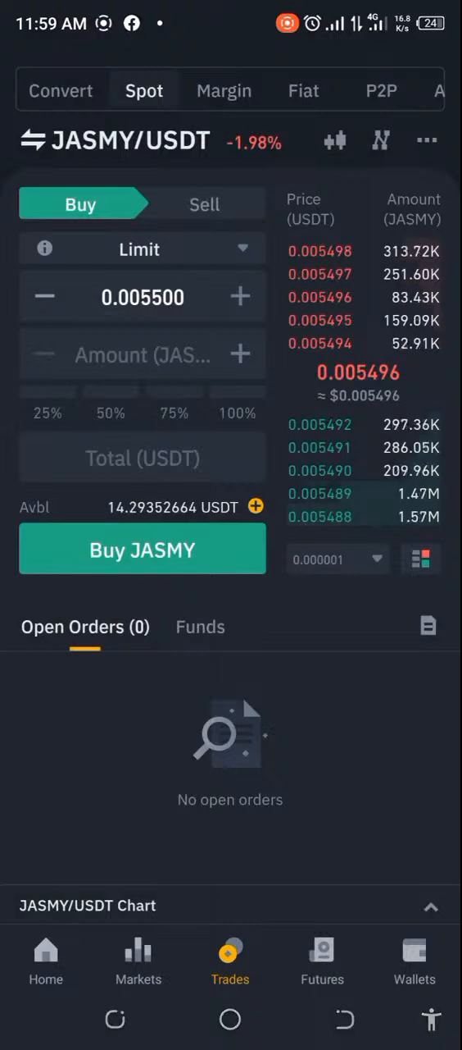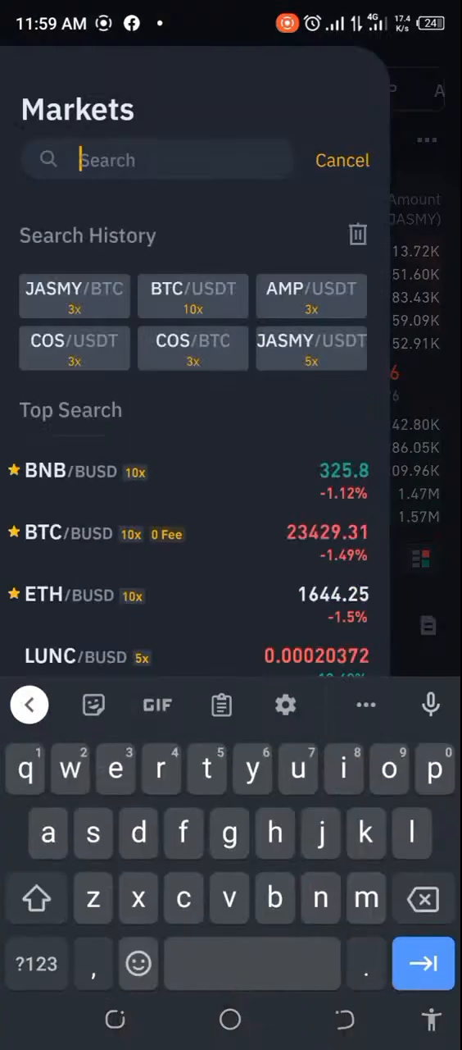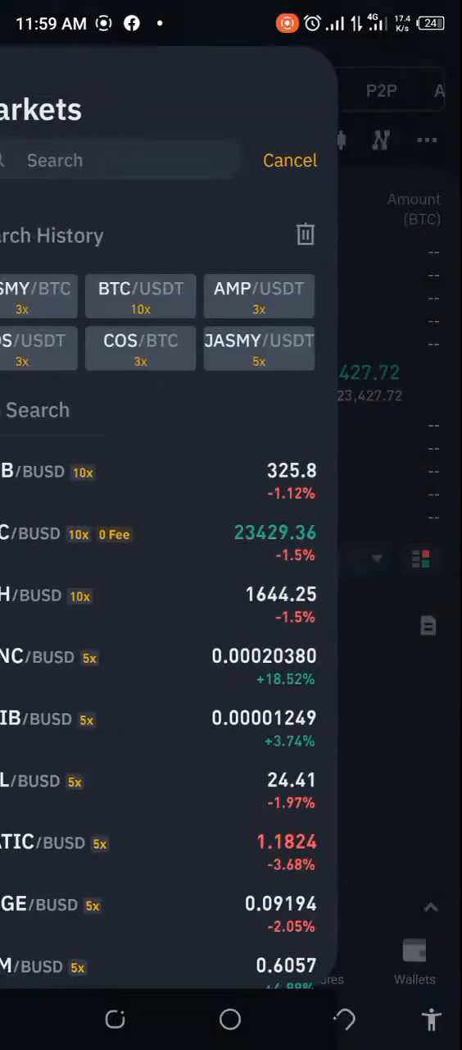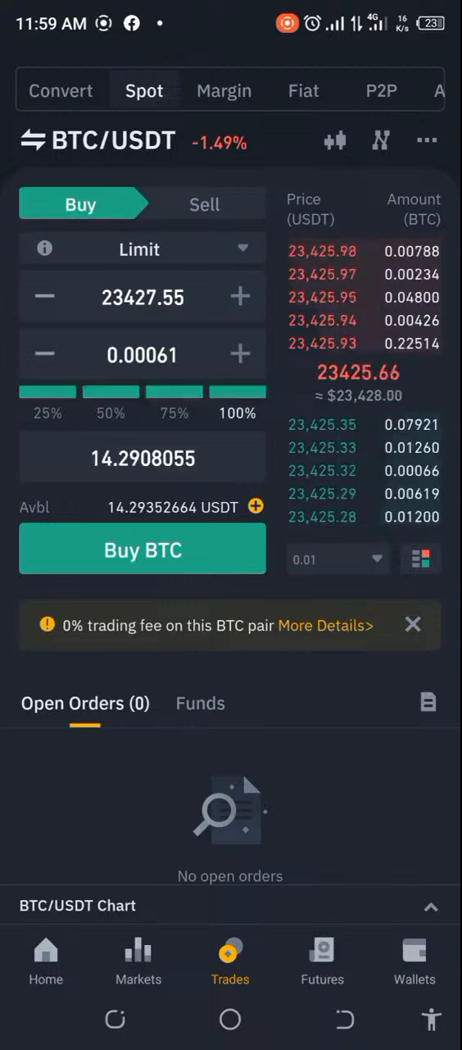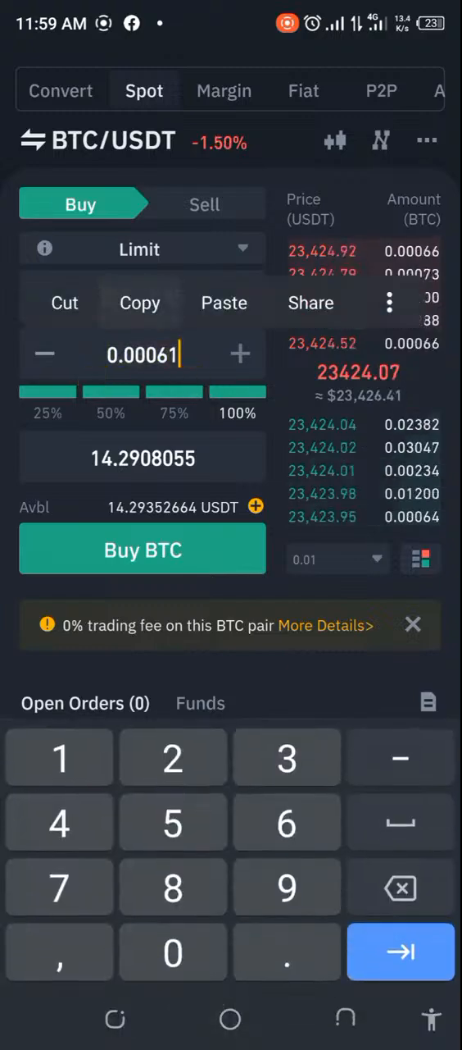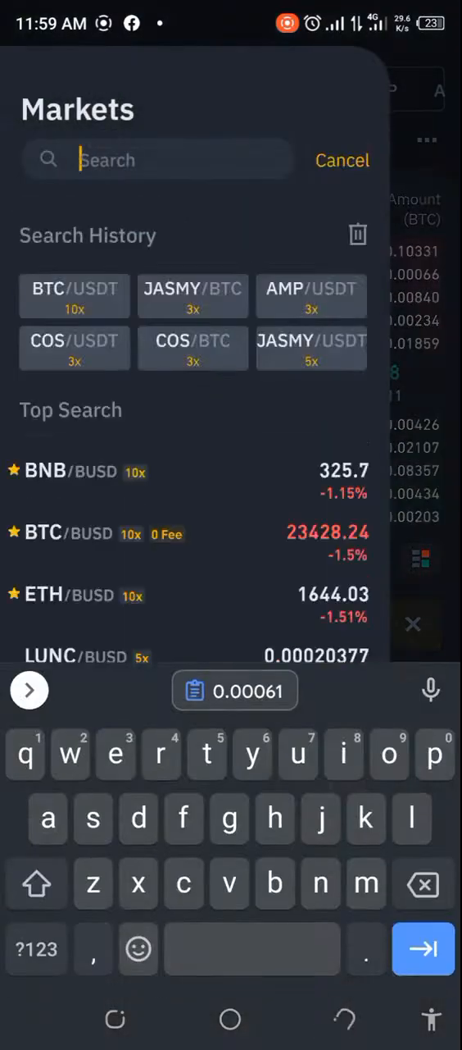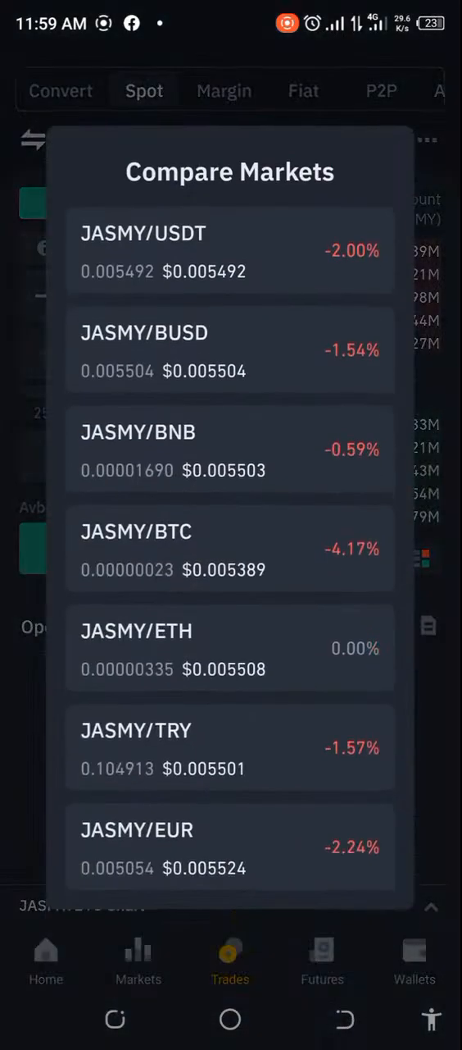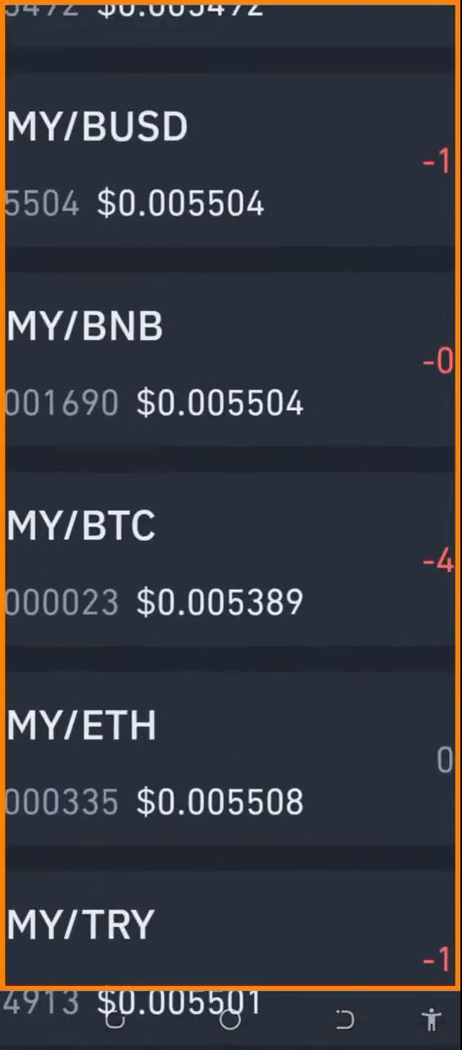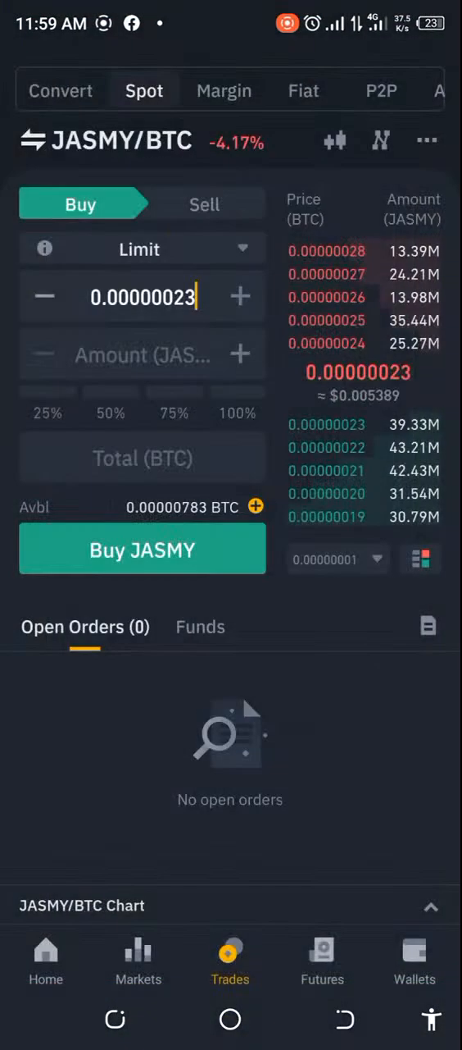So first of all, I'll have to buy BTC. It's important that we simulate first, because that's going to help us know what we're doing. So I'm going to simulate this. Let's do 100%, and then let's see, what we have is 0.0061. I'm going to copy that and go back to Jasmine BTC. Let's check again before we go ahead, just to be sure that everything is still intact. Nothing has changed. So we're going to click on that pair and put in the amount.